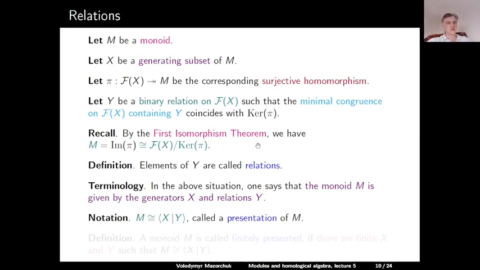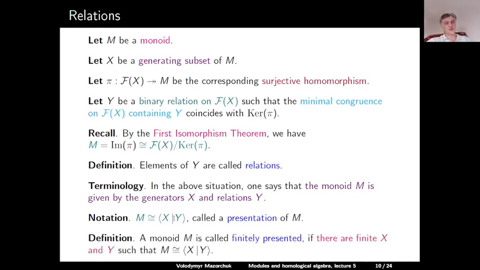So M is isomorphic to the monoid generated by the generator X and given by the relations Y. This is called the presentation of M. And the monoid is finitely presented if we have a finite presentation. There is a finite set of generators for which we have a finite set of relations.